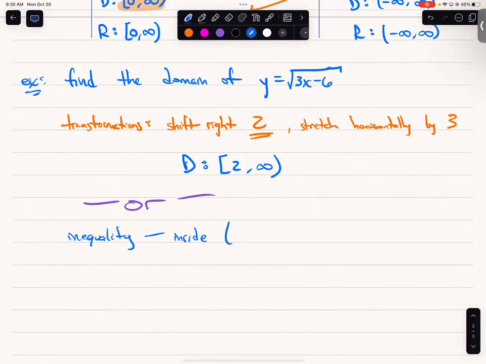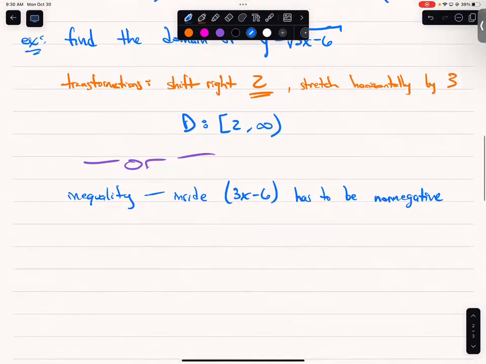The inside, which is 3x minus 6 here, has to be, I'm going to start saying non-negative because I'm tired of saying 0 or bigger, 0 or positive, right? 0 or bigger. That's what non-negative means. It can't be negative. So really what we're saying is 3x minus 6 has to be greater than or equal to 0.